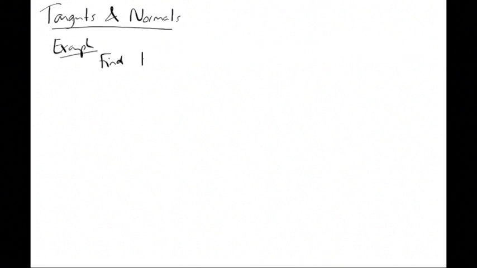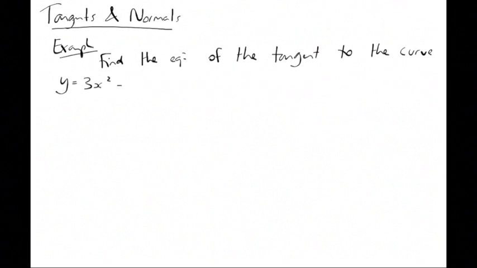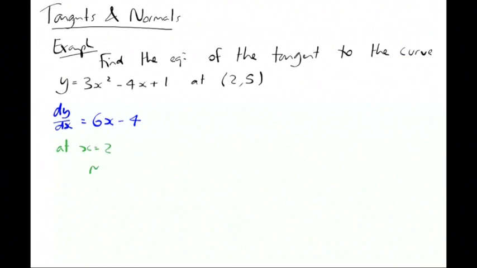An example, find the equation of the tangent to the curve y equals 3x squared minus 4x plus 1 at the point (2, 5). Find the gradient of this, dy by dx equals 6x minus 4. So at the point x equals 2, we've got a gradient m equals 8. We're looking for the tangent, so that's the gradient we're interested in.